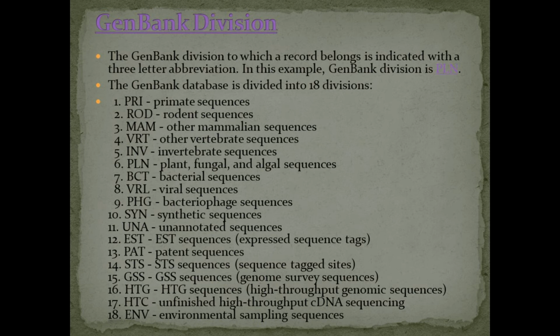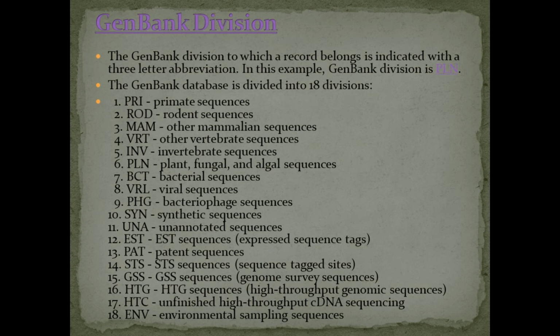PRI represents primate sequences, ROD represents rodent sequences, MAM represents mammalian sequences, VRT represents vertebrate sequences, then INV represents invertebrate sequences, PLN relates with plant, fungal and algal sequences, BCT relates with bacteria, VRL for viral, PHG for bacteriophage sequences, SYN for synthetic sequences, UNA for unannotated sequences, EST for expressed sequence tag related information, then PAT for patent sequences.